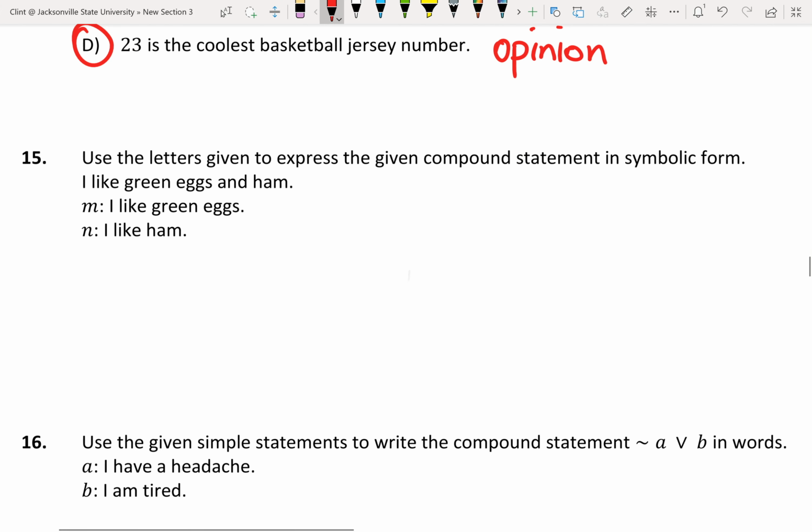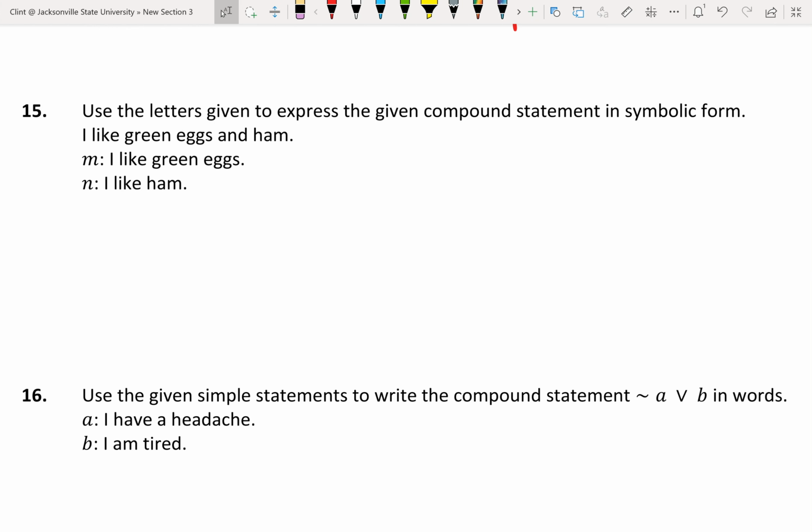Okay. Number 15 says, use the letters given to express the given compound statement in symbolic form. So we want to make the statement, I like green eggs and ham. Okay. So the first statement is, I like green eggs. That's statement M. And the second statement is, I like ham. We want to say both of those things. We want to say, I like green eggs and I like ham. So we'll put our and symbol in between those two. So that is, I like green eggs and I like ham. All right. We got that one in symbolic form now.